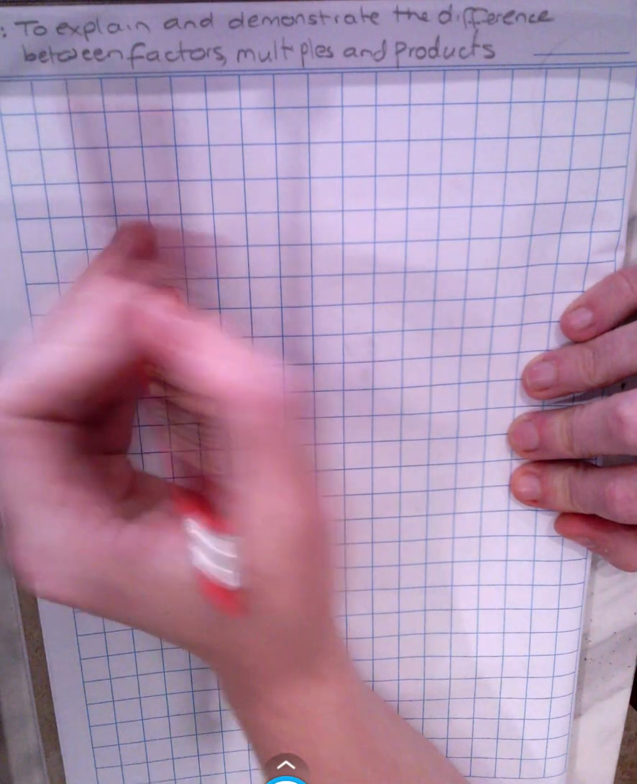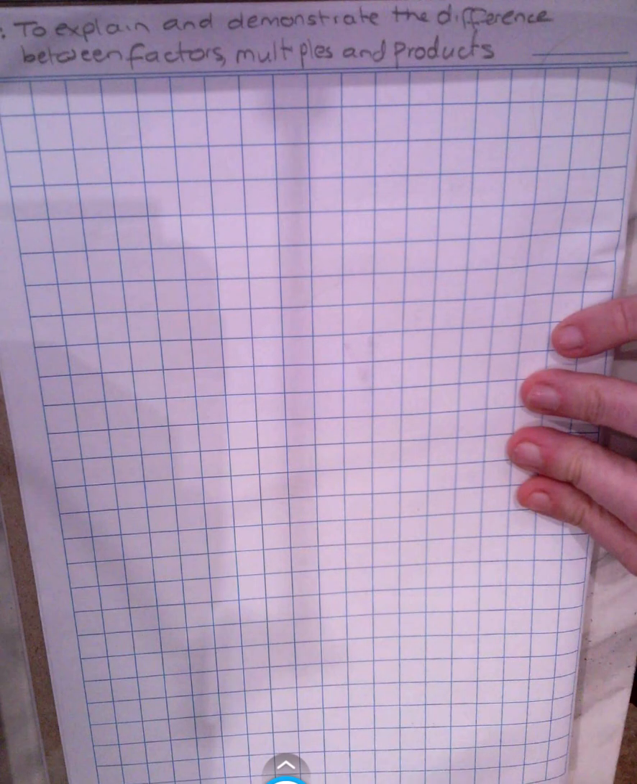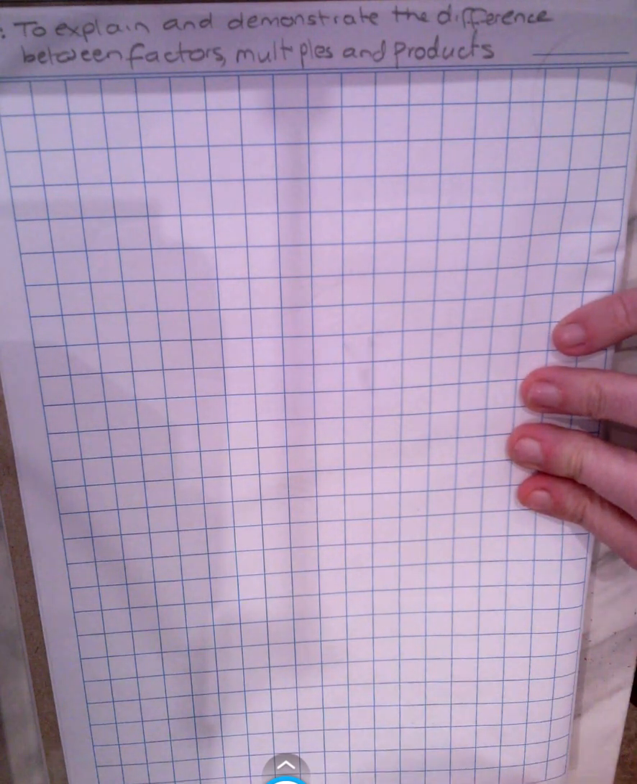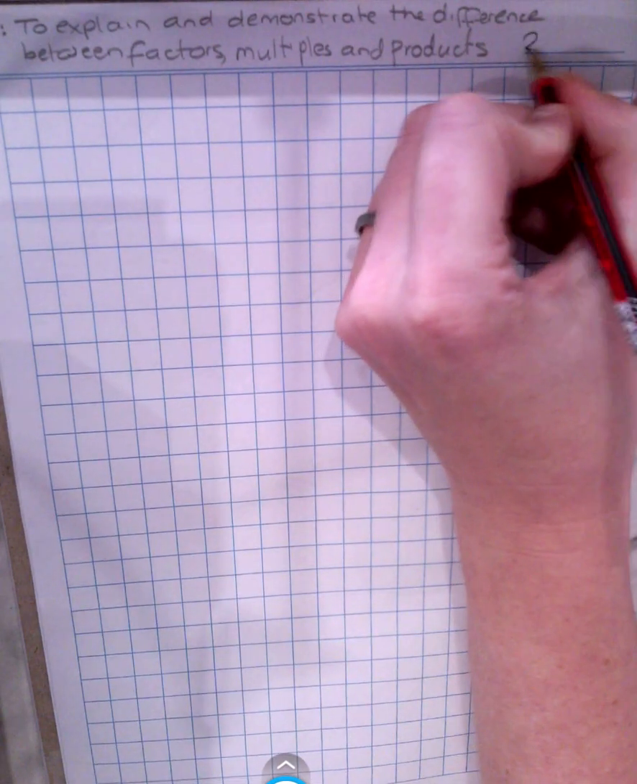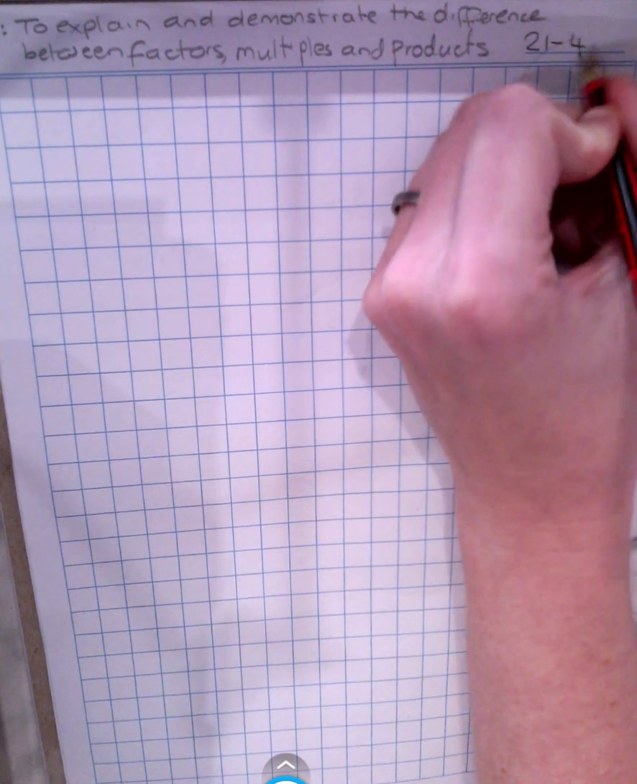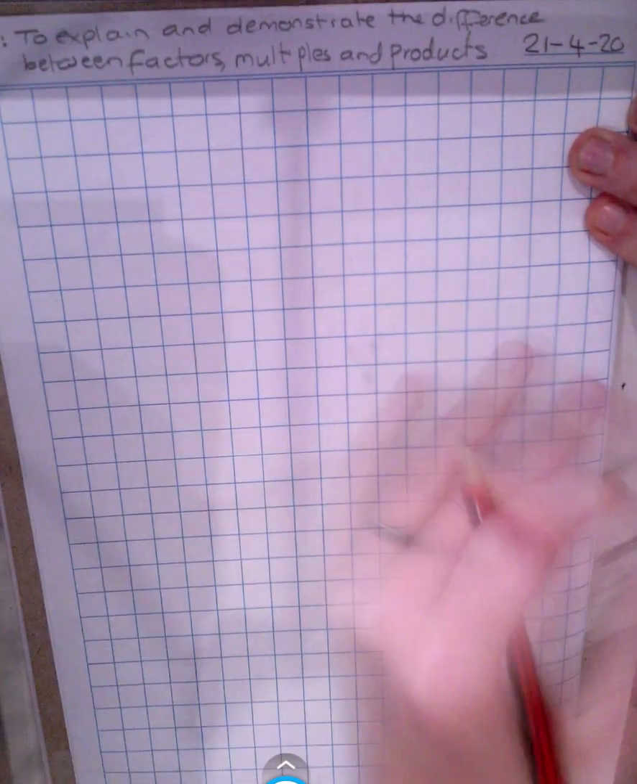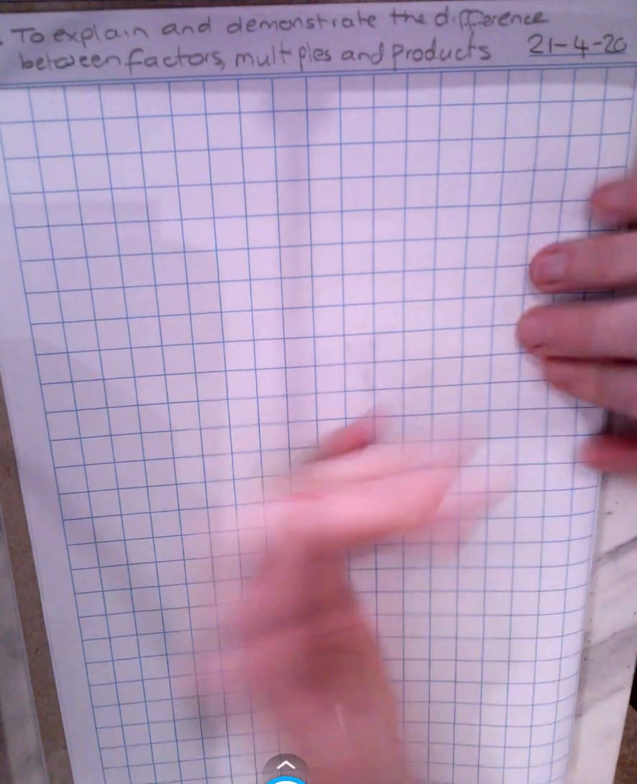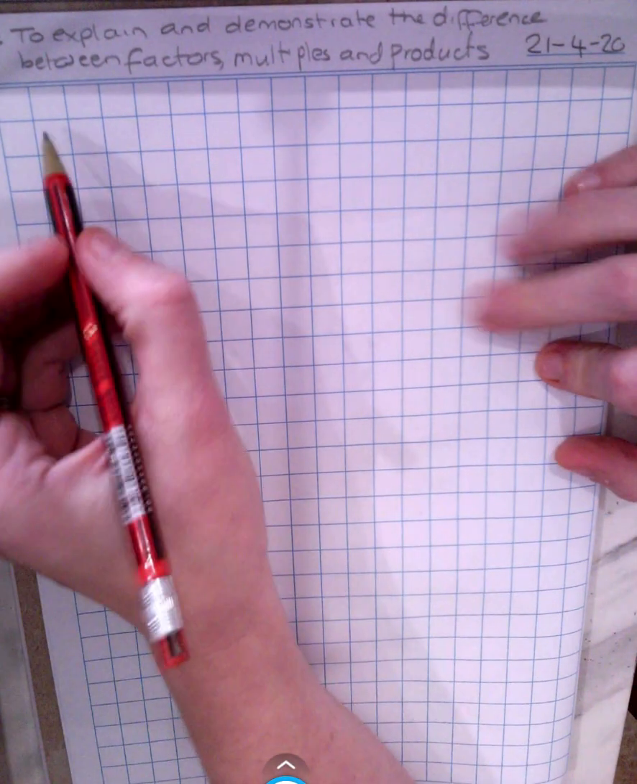Okay, so first of all, I have the learning intention at the top of my book. And now I'm also going to write the date. So the date today is the 21st of the 4th. So there's a date at the top of my book. And I'm going to start with my knowledge of factors because we learnt about factors yesterday.